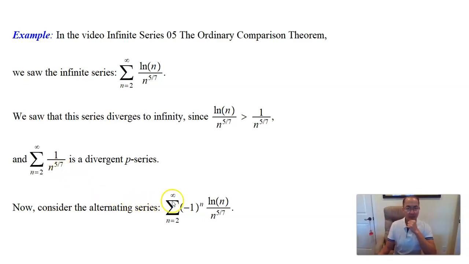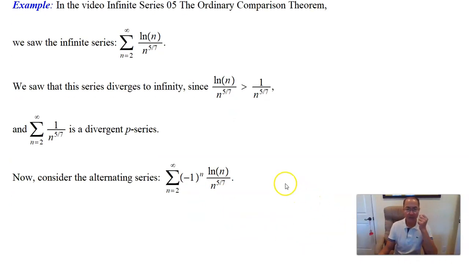Okay, so now, what if we turn this into an alternating series? Right, so again, it's now a different series. We'll start at 2, (-1)^2 positive. So we will start with positive ln of 2 over 2 to the 5 over 7 minus ln of 3 over 3 to the 5 over 7 plus ln of 4 over 4 to the 5 over 7 and so on. Okay, so we want to know if we can decide whether this alternating series converges or diverges.